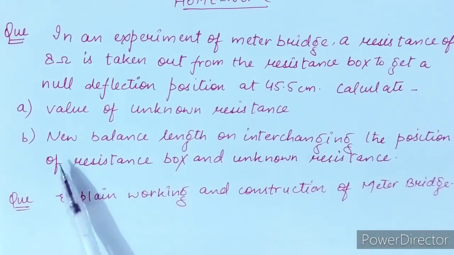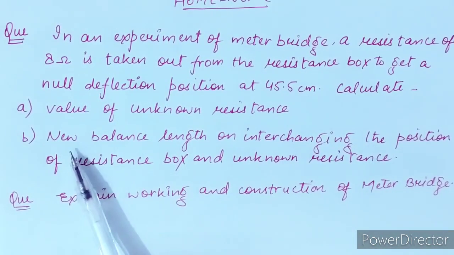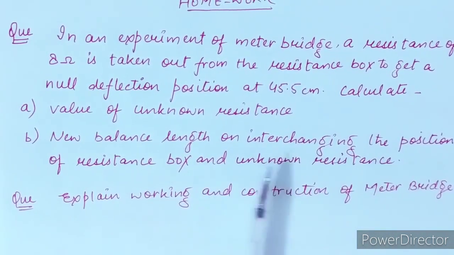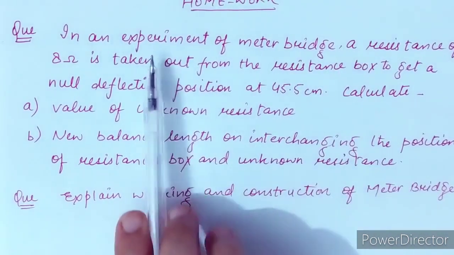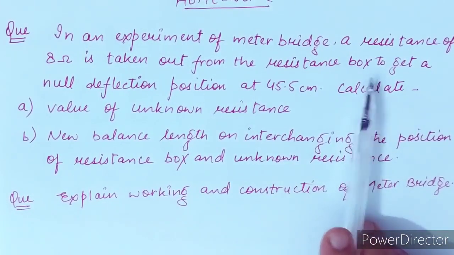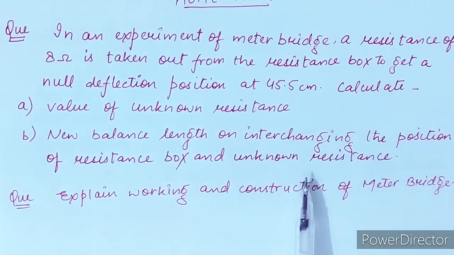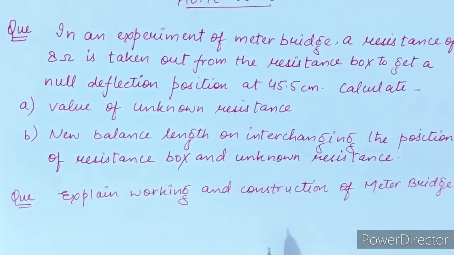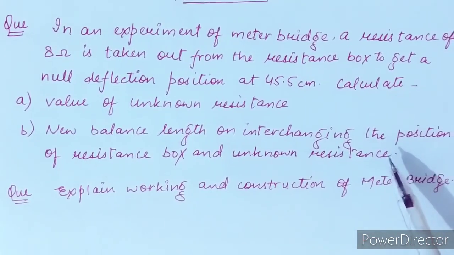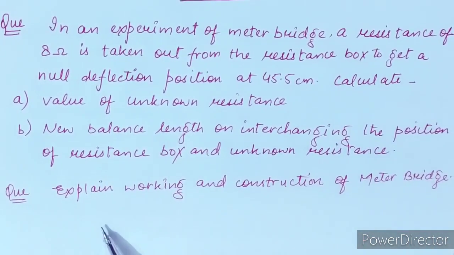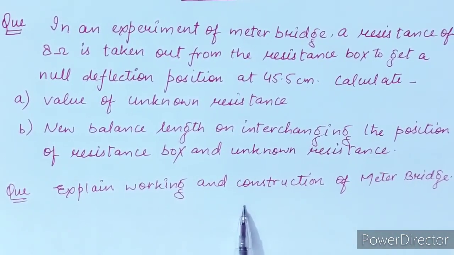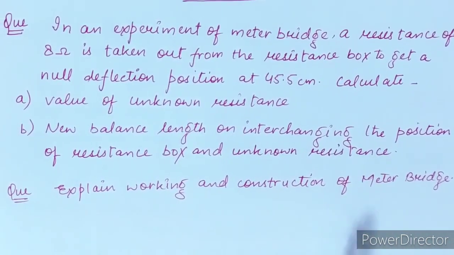Now second, what you have to calculate is the new balance length on interchanging the position of the resistance box and the unknown resistance. You have to interchange the unknown resistance and the resistance box. Then what will be the new balance length? Calculate and give this answer. Also, explain the working and construction of the meter bridge. This you have to write.